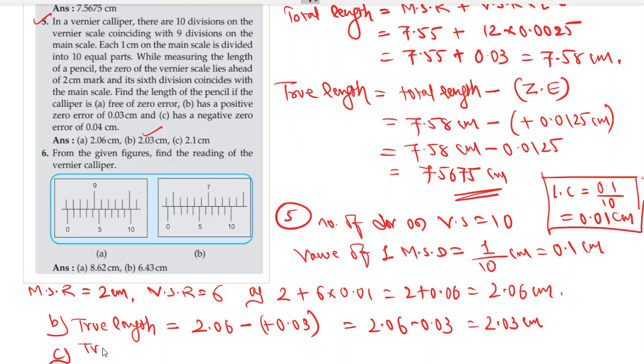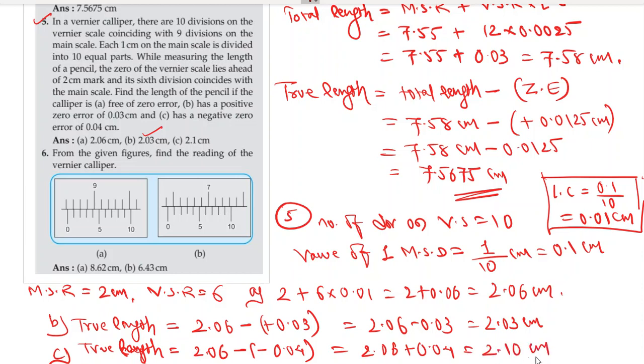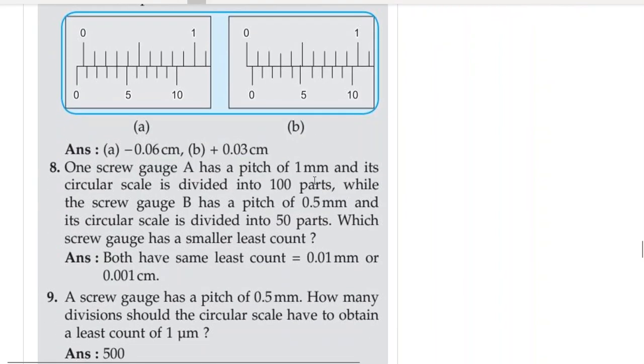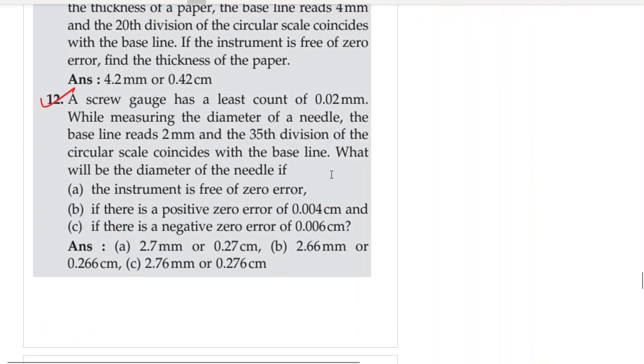Okay, so true length in case of negative zero error: 2.06 minus 0.04, that's a negative zero error, so 2.06 plus 0.04, that is 2.10 centimeter. 2.10. They've written 2.1, but the accurate answer is 2.10. So that's how you do the fifth question. Let's see if any other doubts are there. 12th question. Next doubt is in 12th question. Somebody had a doubt.